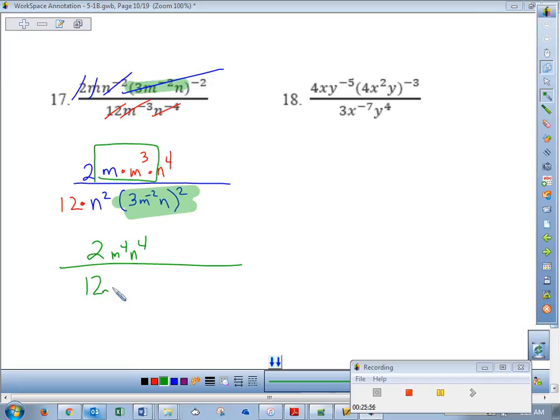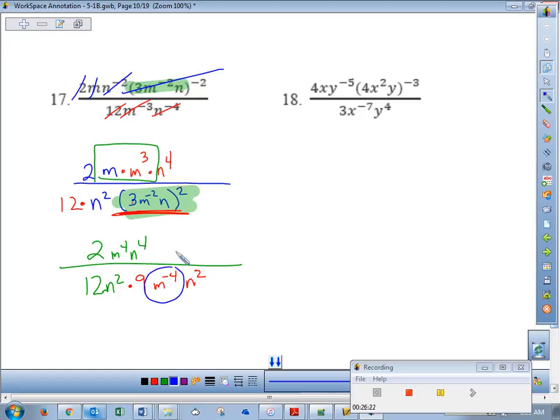12n squared. And I now am going to just square all of this stuff. The 3 has to get squared, and it would become a 9. The m to the negative second has to get raised to the positive second, and that would become m to the negative fourth. Right? And n to the first squared would be n squared. Sweet. More cleanup needs to happen.